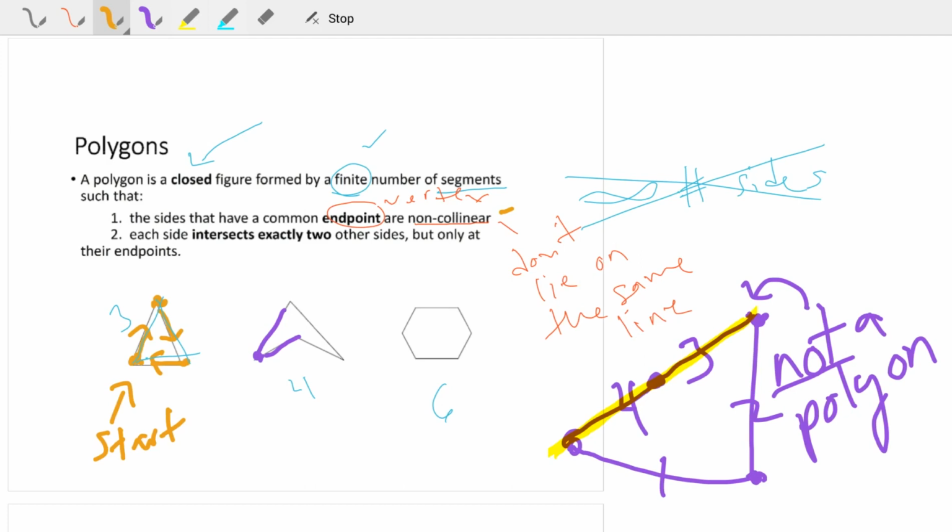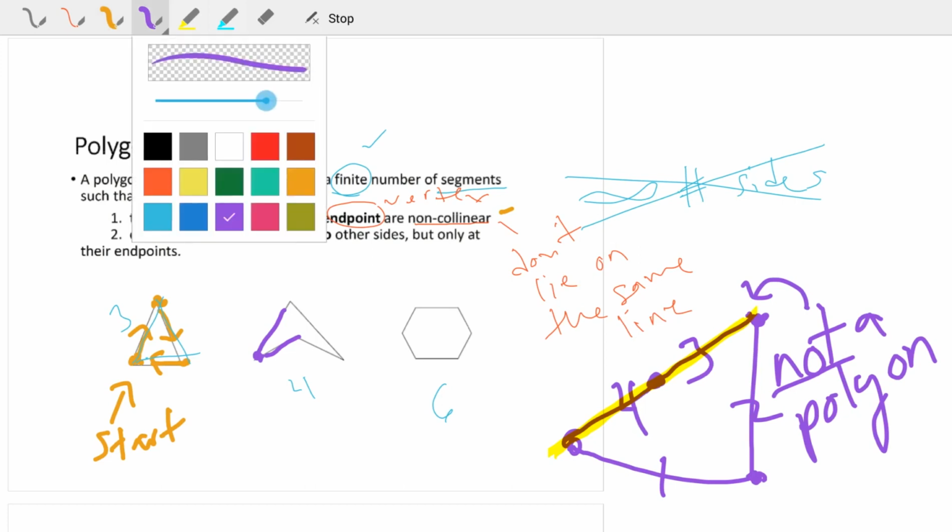Now the second point says that each side intersects exactly 2 other sides. What that means is, let me go ahead and show you with the last shape.